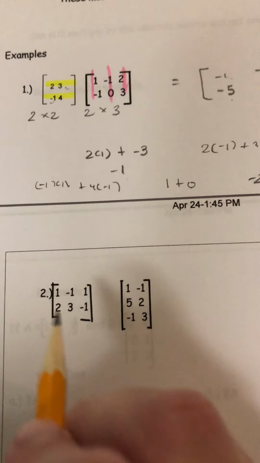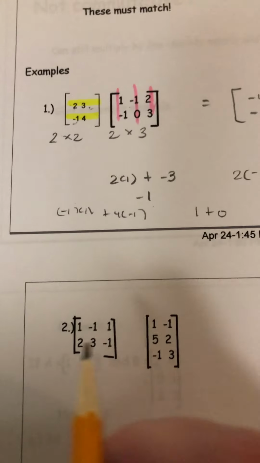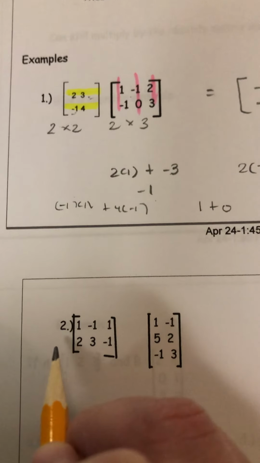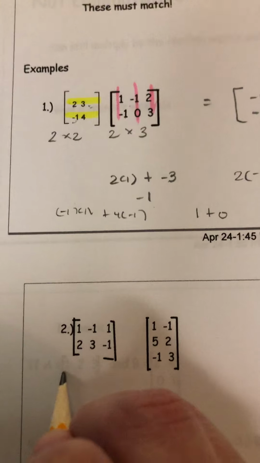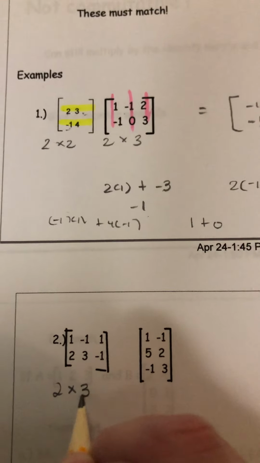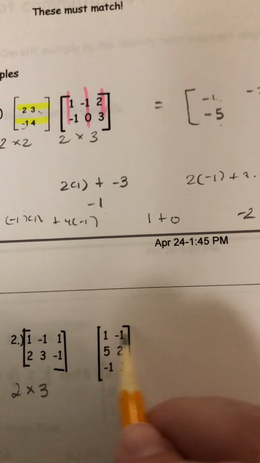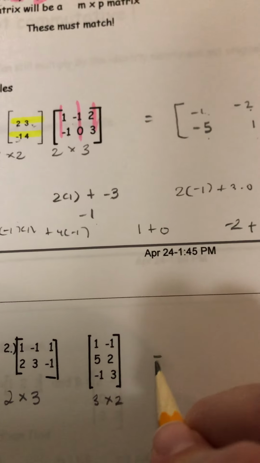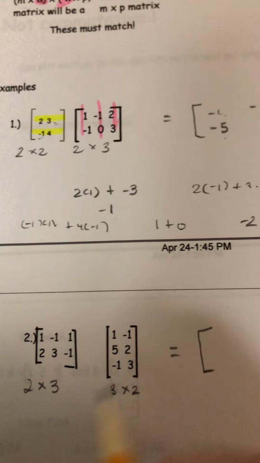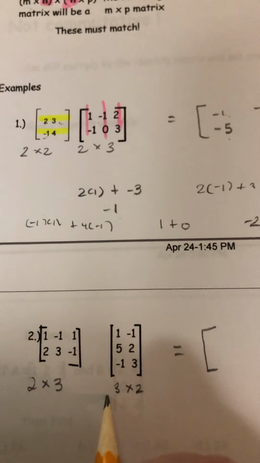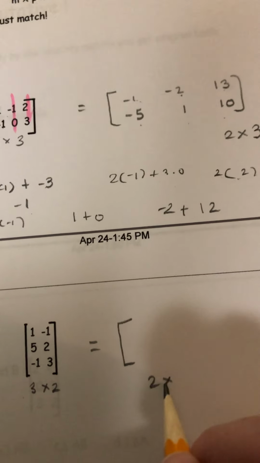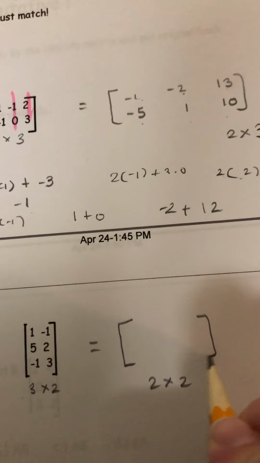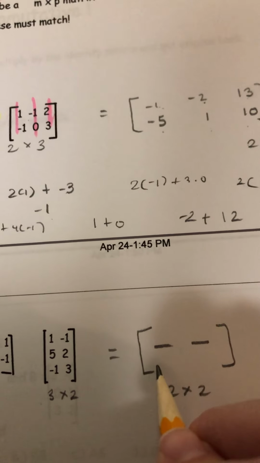Let's do another example. Number 2, before I proceed, I'm going to find the measurements. So we have 2 rows, 3 columns. So this is a 2 by 3 matrix. I see I have 3 rows and 2 columns, 3 by 2. So what will the end result here be? Since the end matches the top, the end result will be a 2 by 2 matrix. So we'll have entries here, here, there, there.